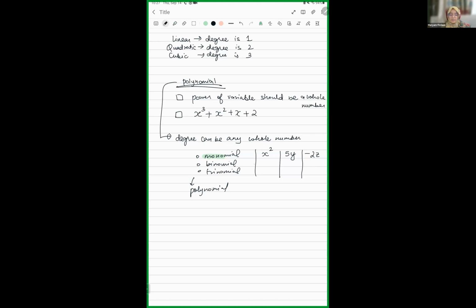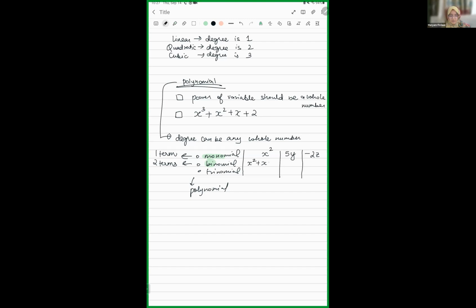Next, binomial. Binomial means, as the name suggests, bi means what? 2, right? So binomial means it has 2 terms. Monomial means 1 term. Can you give me an example, Avni? Example of binomial. x square plus x cube. Very good. x square plus x cube.